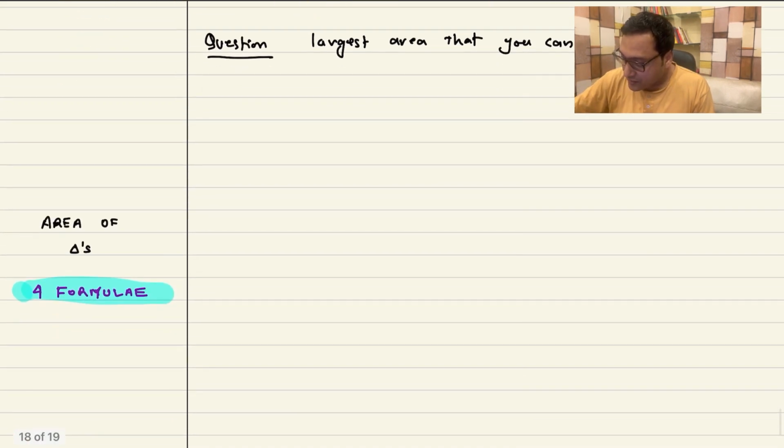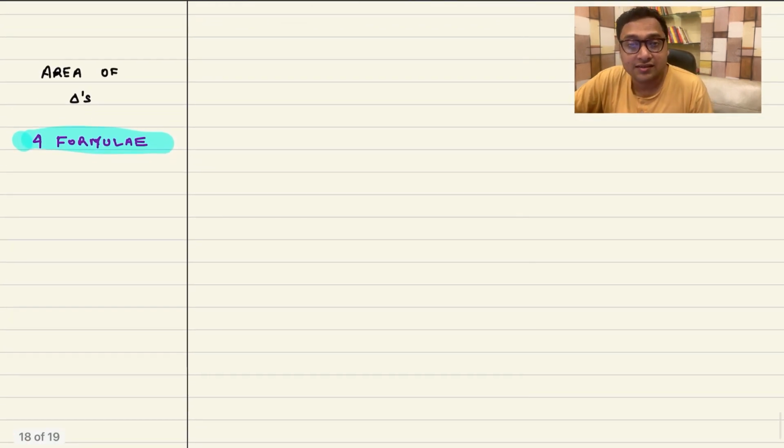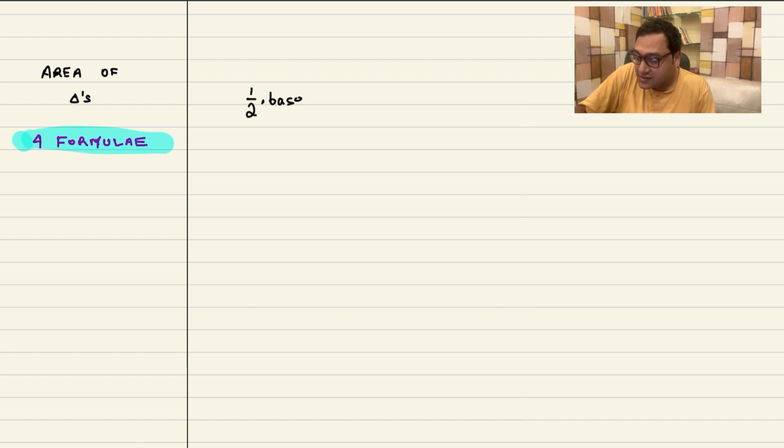So of course, we have to talk about area of triangles. Now, there are 4 different interesting areas of triangles, area formulas that I want to talk to you about today. There are more actually, but the first one is half base times height.